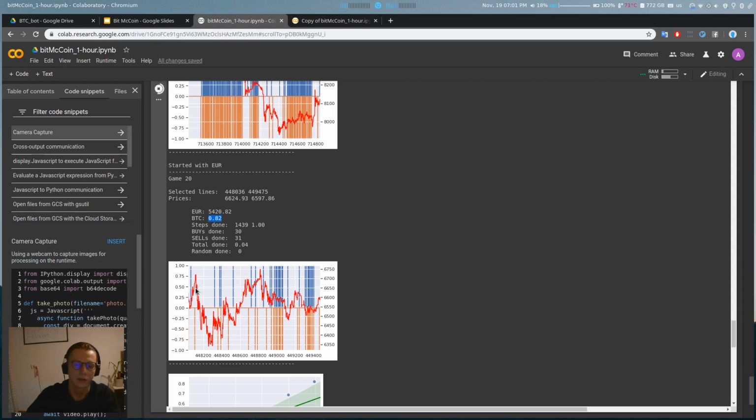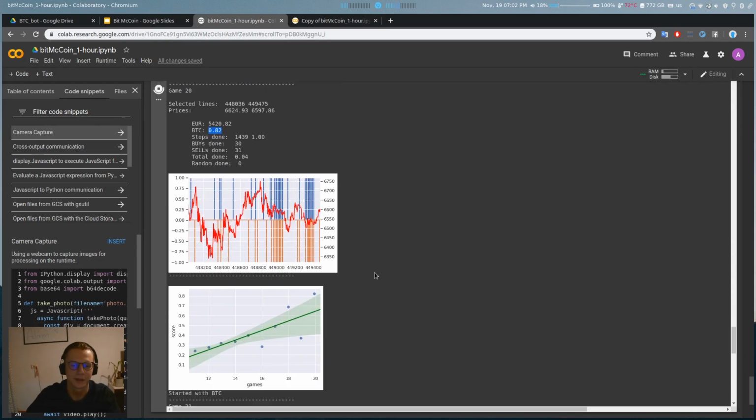So regarding the lines, just a quick note here. The blue ones stand up when the bot buys, and the orange ones are the ones where the bot sells. So you can see that it gets the dynamic of the curve. So it buys at low and sells at high. So yeah, the results are quite good. Not astonishing in any way, but quite good.